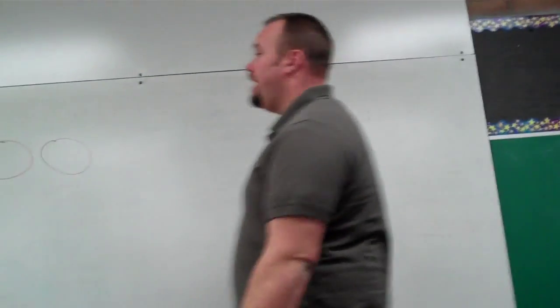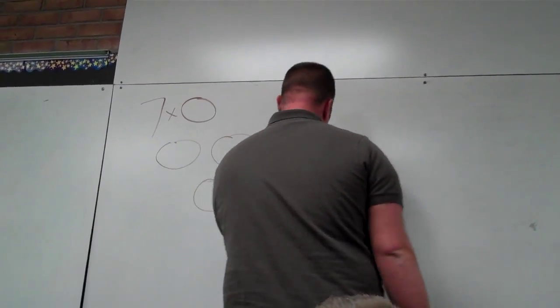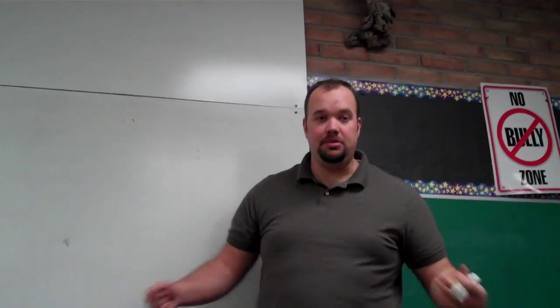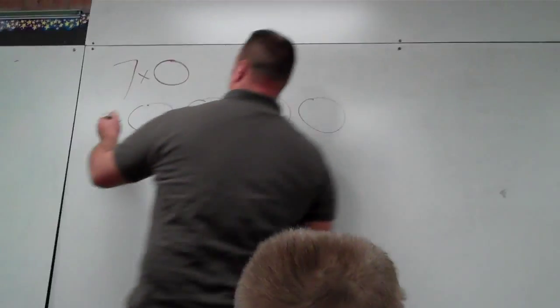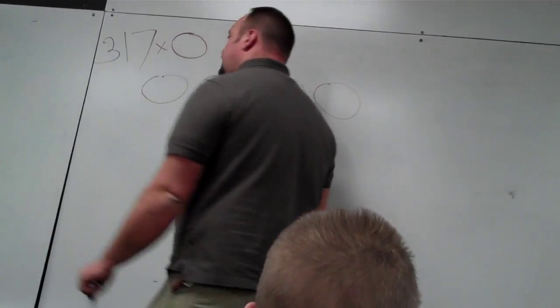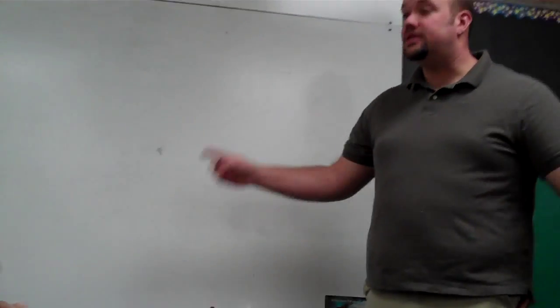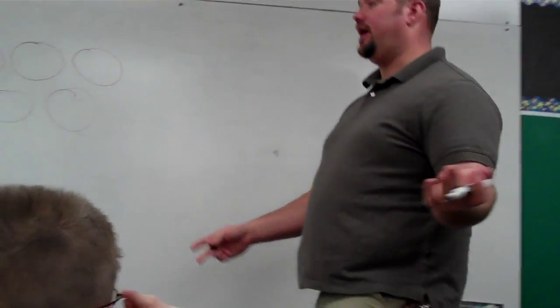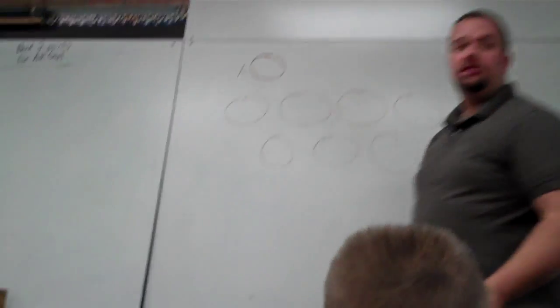Caitlin? Huh? 0. If I have 7 groups that have nothing in them, how many do I have, Joshua? 0. If I have 317 groups of 0, how many am I going to have? 0. Can anyone give me a rule now? If you're multiplying by 0, what is your answer going to be? Who can give me the rule?